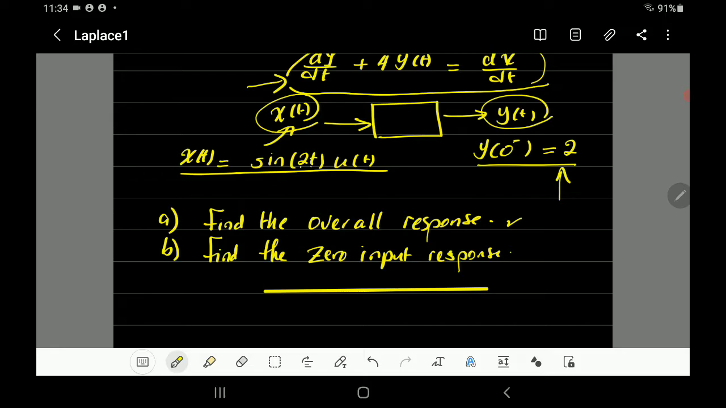The question has two parts. The first part, find the overall response, and the second part, find the zero input response. For the first one, to find the overall response, it means find y(t) when the input is equal to sin 2t, and include the initial condition too.